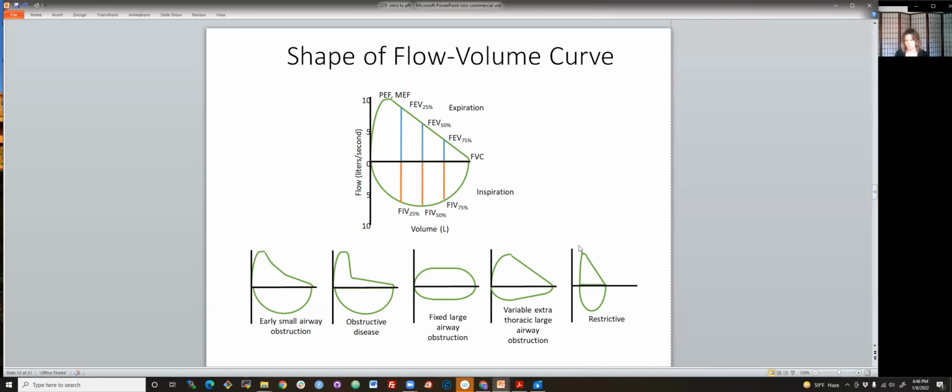And then the restrictive one is pretty obvious. Remember, this is flow on the y-axis and volume on the x-axis. And you notice that this curve, this diagram is skinnier than all of the others. And that's because this person has a restrictive disorder. So the volume measurement is decreased here. But just looking at the shape of the curve can tell you a lot.